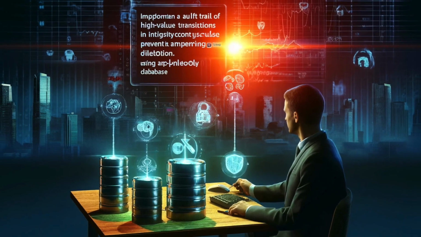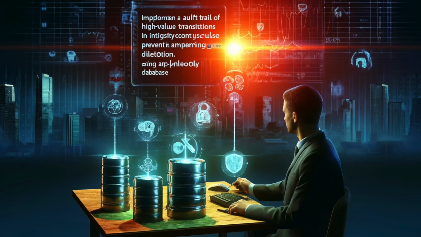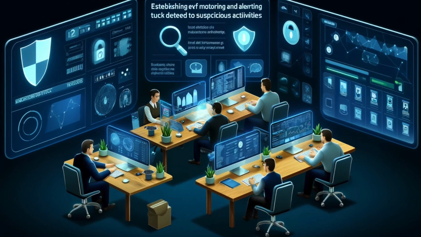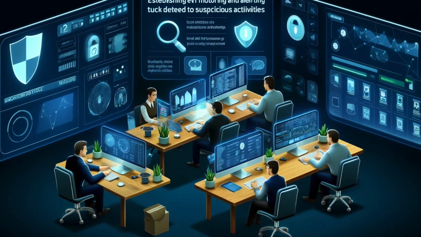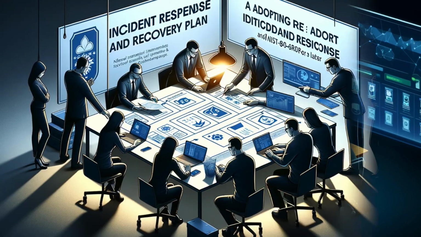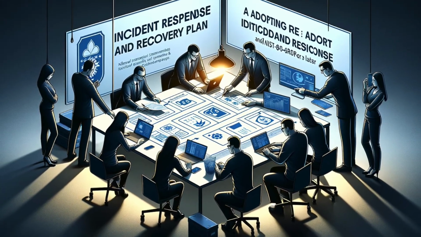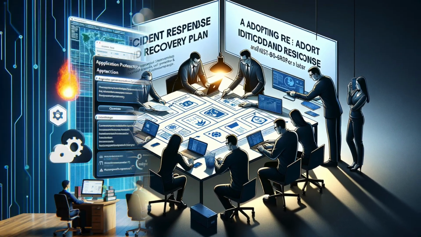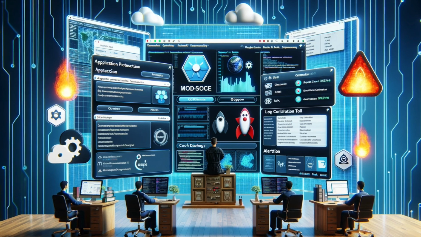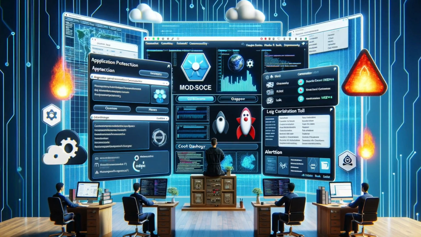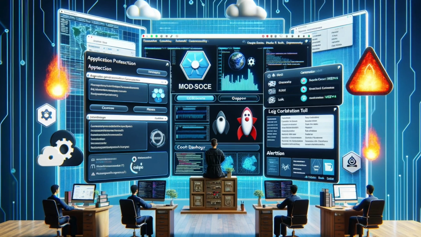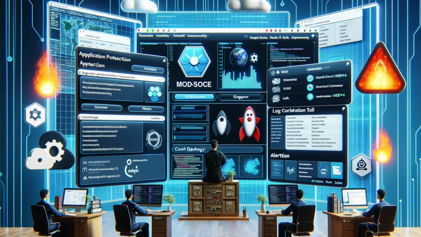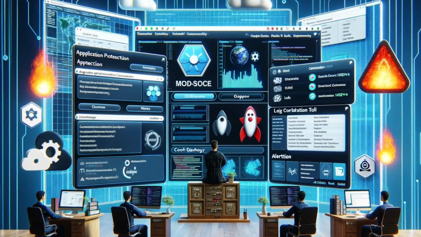DevSecOps teams should establish effective monitoring and alerting such that suspicious activities are detected and responded to quickly. Establish or adopt an incident response and recovery plan, such as National Institute of Standards and Technology (NIST) 800-61 R2 or later. There are commercial and open source application protection frameworks such as the OWASP ModSecurity Core Rule Set, and open source log correlation software, such as the Elasticsearch, Logstash, Kibana (ELK) stack, that feature custom dashboards and alerting.